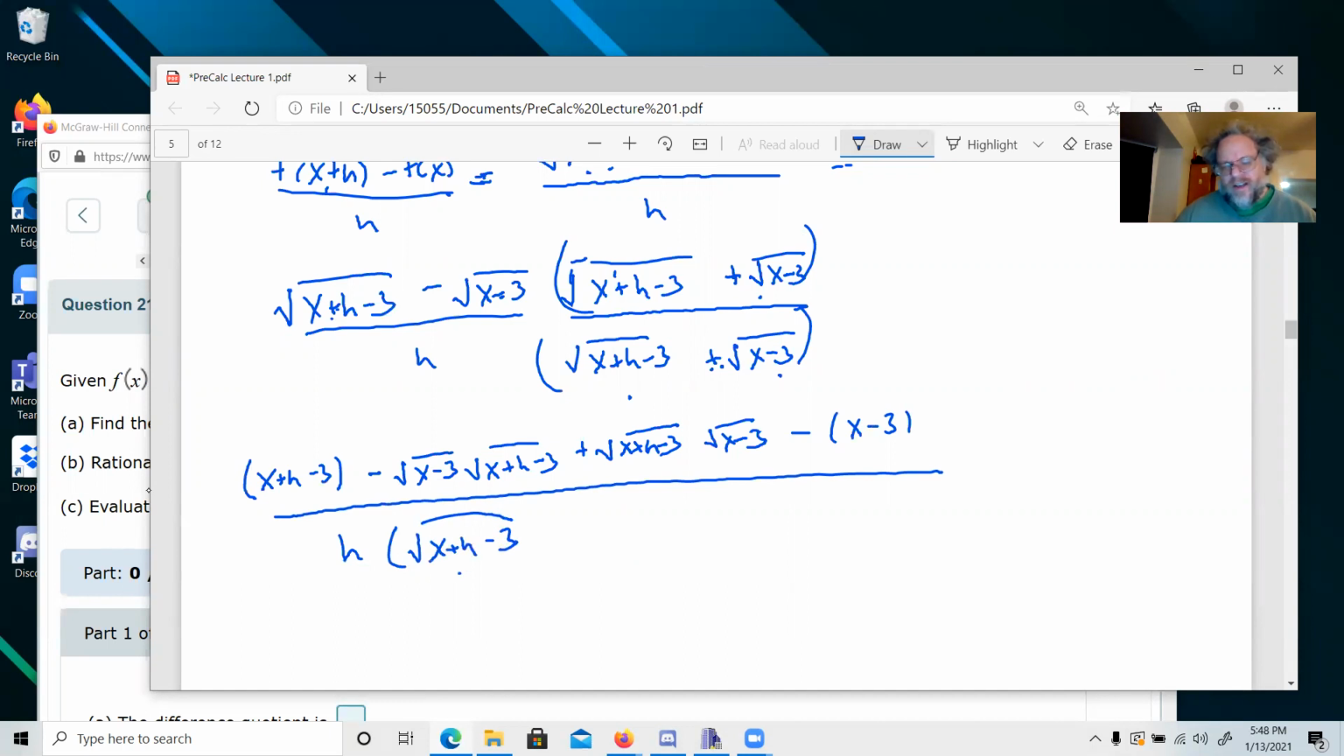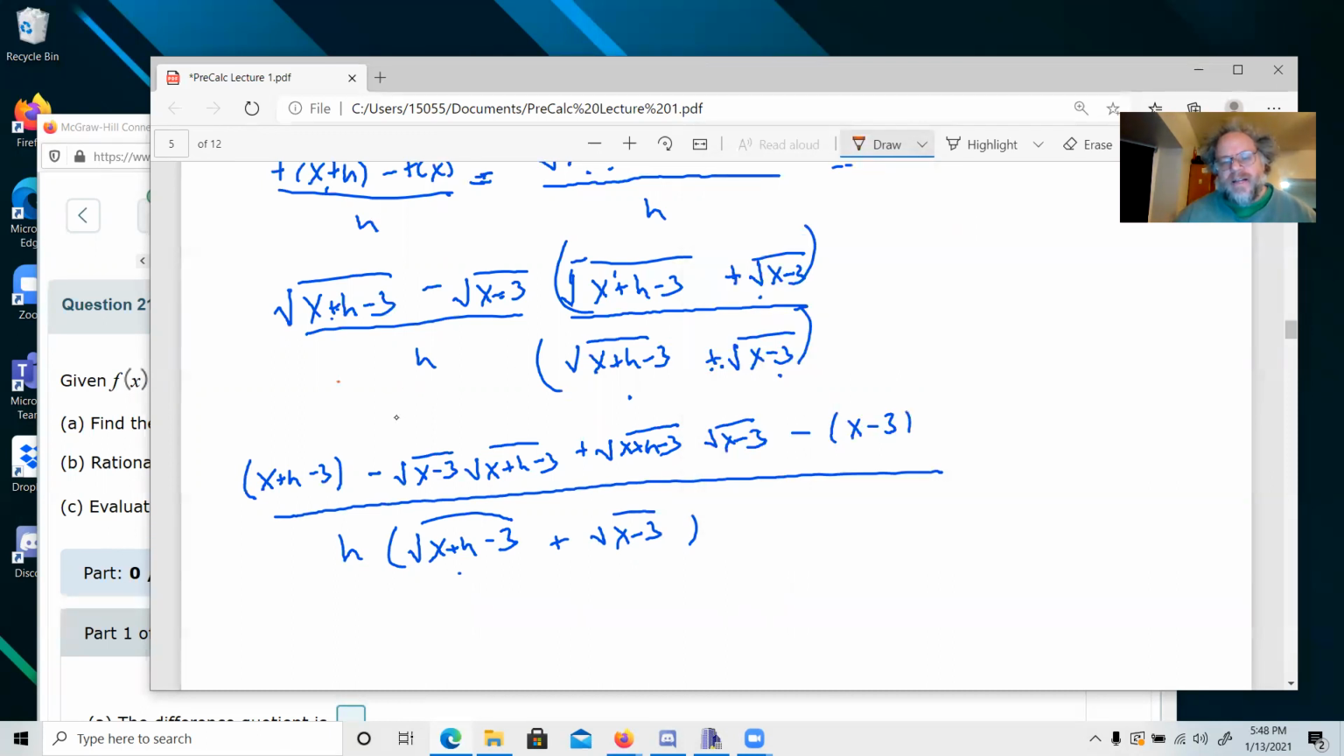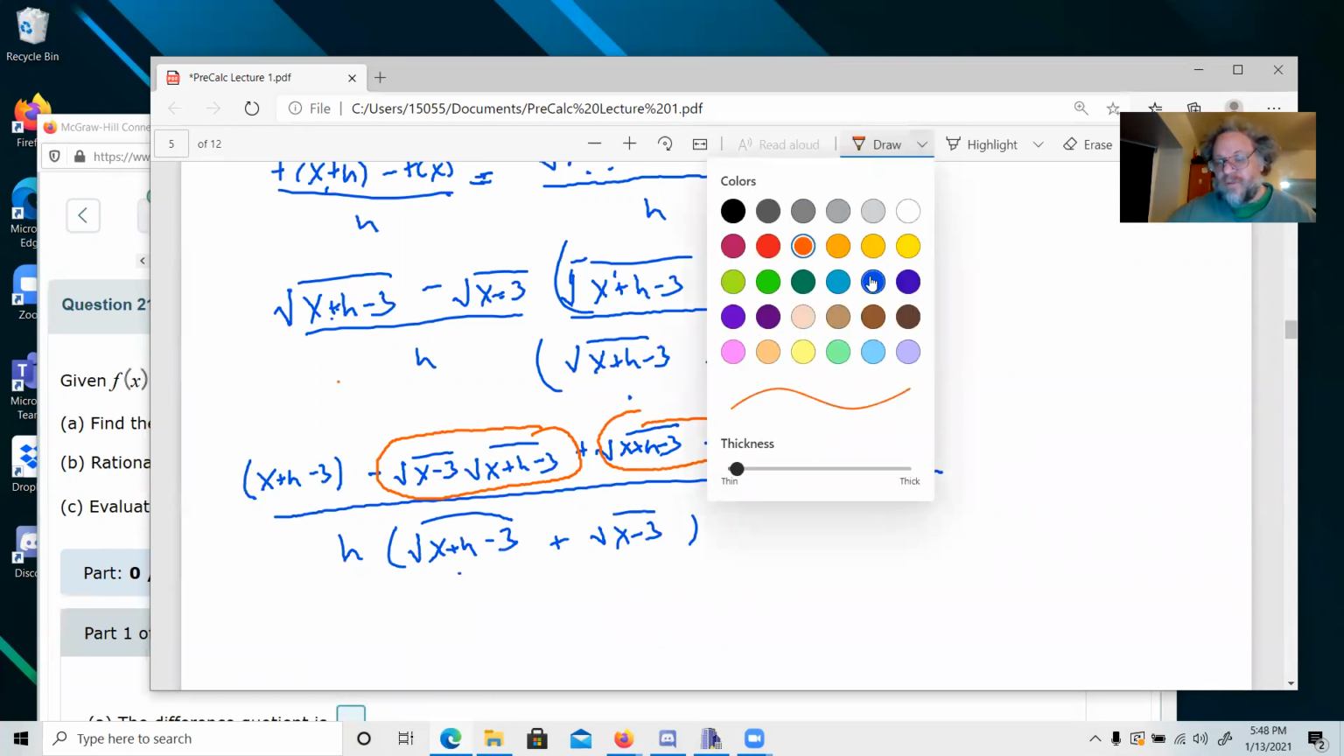Again, don't multiply this out. Just leave it. Don't obscure where this h is. Just leave it alone. Do you see anything that can cancel? Do you see that we have a negative square root of x minus 3 times the square root of x plus h minus 3, and a positive square root of x plus h minus 3 times the square root of x minus 3? This term and this term are going to be the same, and they're going to cancel. That's the magic of the conjugate: the middle term goes away.